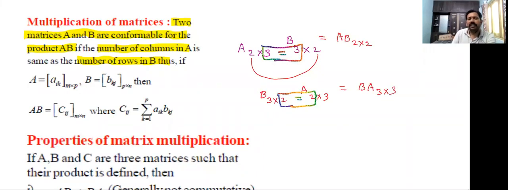Here matrix multiplication AB exists, but BA need not exist. If in case BA also exists, then the AB matrix and BA matrix are not equal. So finally, AB is not equal to BA. Now, two matrices exist for multiplication when the number of columns in the first matrix is equal to the number of rows in the second matrix.